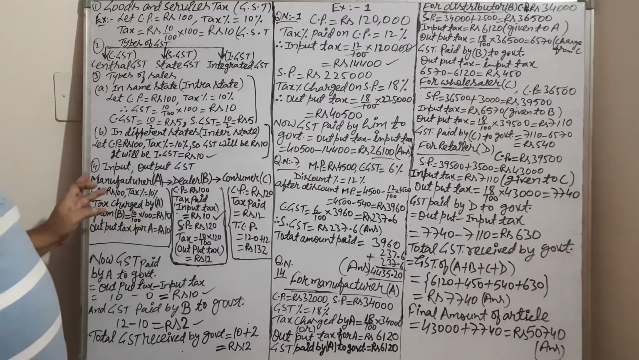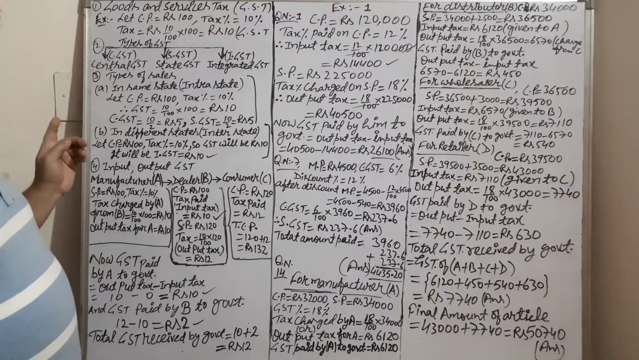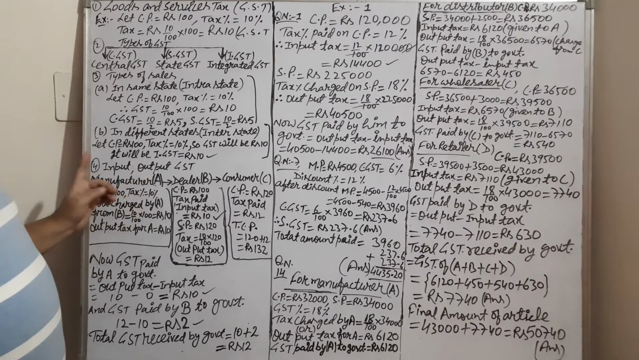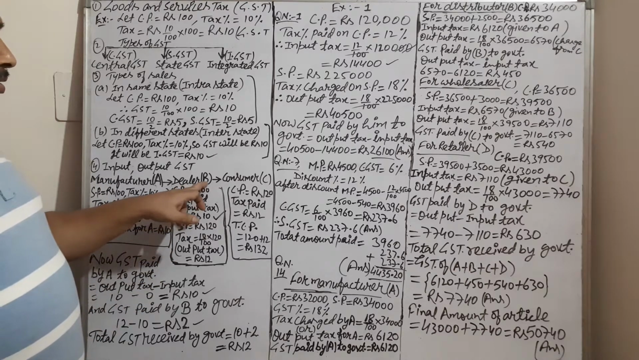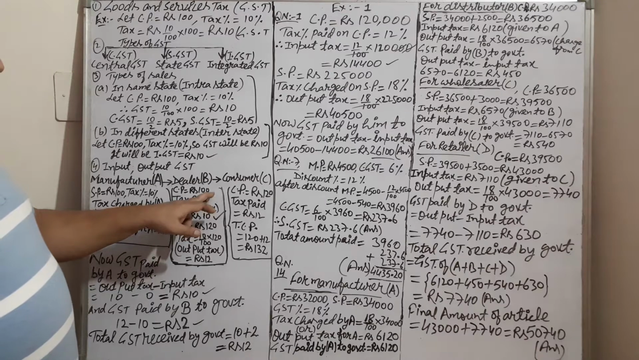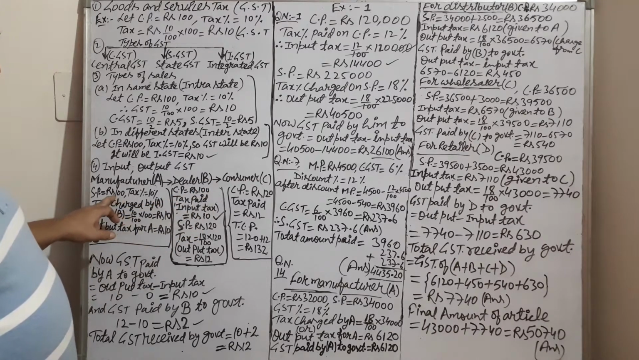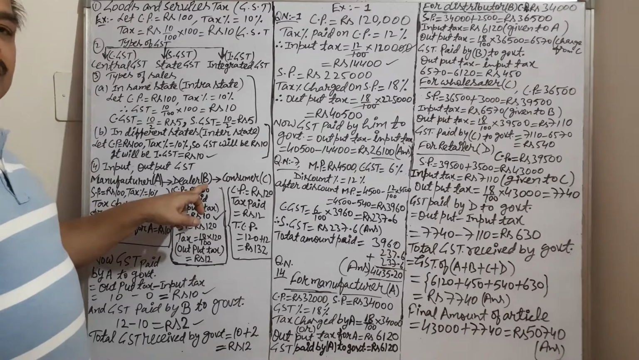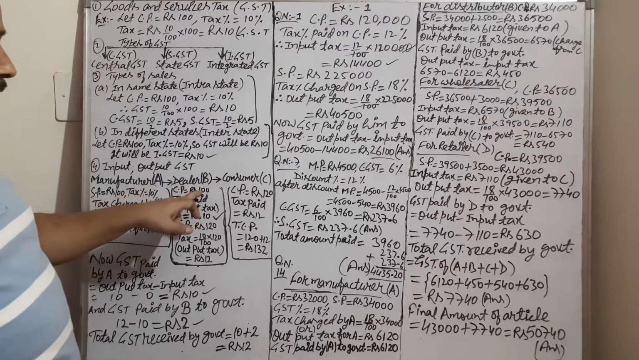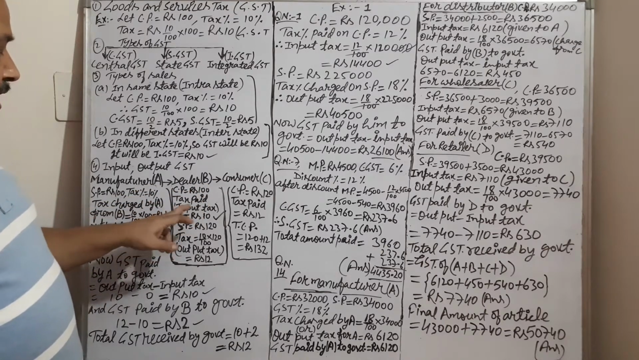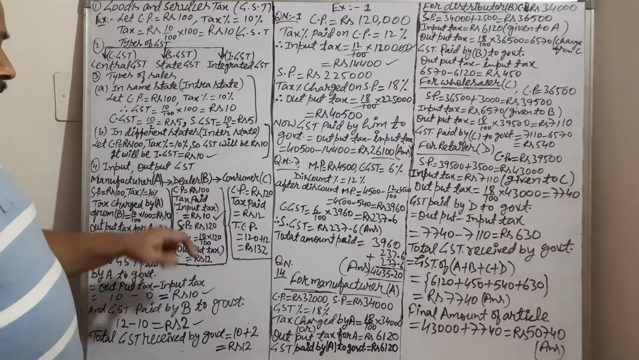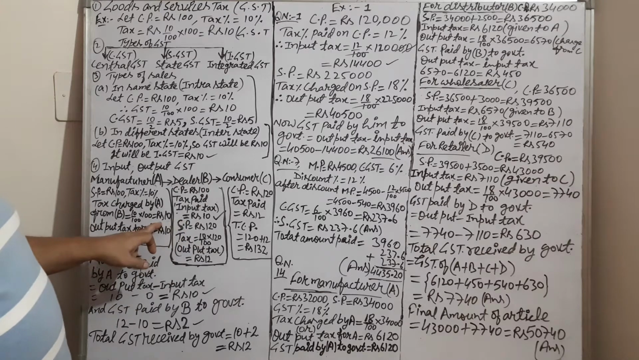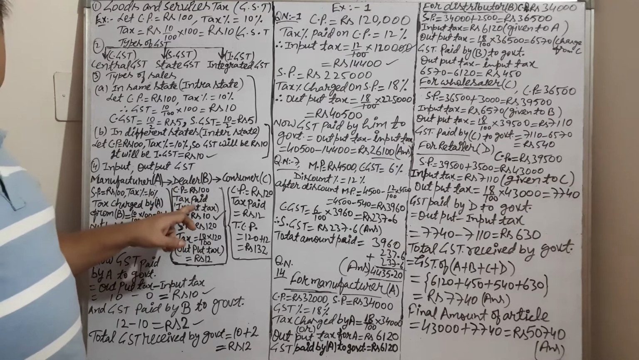Input tax is not given. Input tax means tax that someone has paid to A. Input tax is not given, 0. And now B, the cost price of B will be 100, because A is selling to B at selling price 100. So B's cost price is 100. So tax paid by B to A, how much? 10 rupees. So for B it will be input tax.